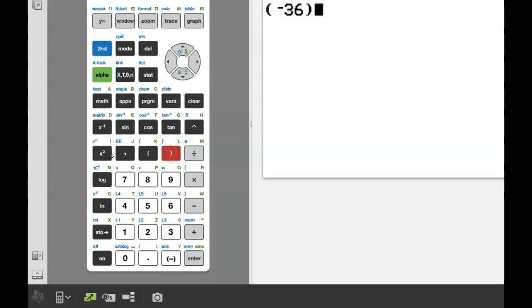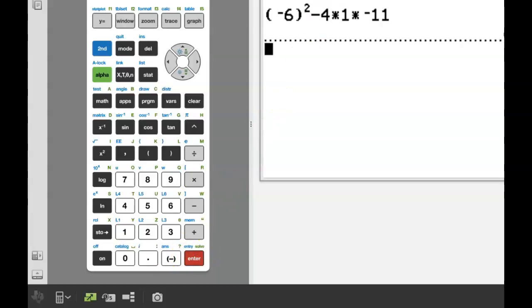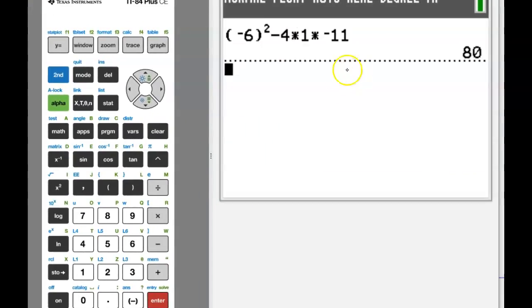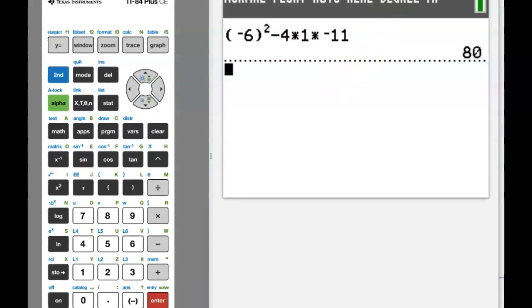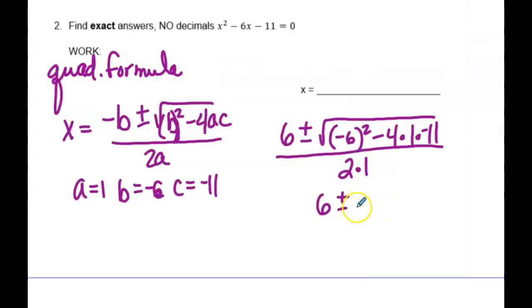So we have -6 quantity squared minus 4 times 1 times -11. Am I remembering it right, guys? Okay, and you should get 80, yes? Everybody get 80? Okay. So we have 6 plus or minus the square root of 80 over 2.